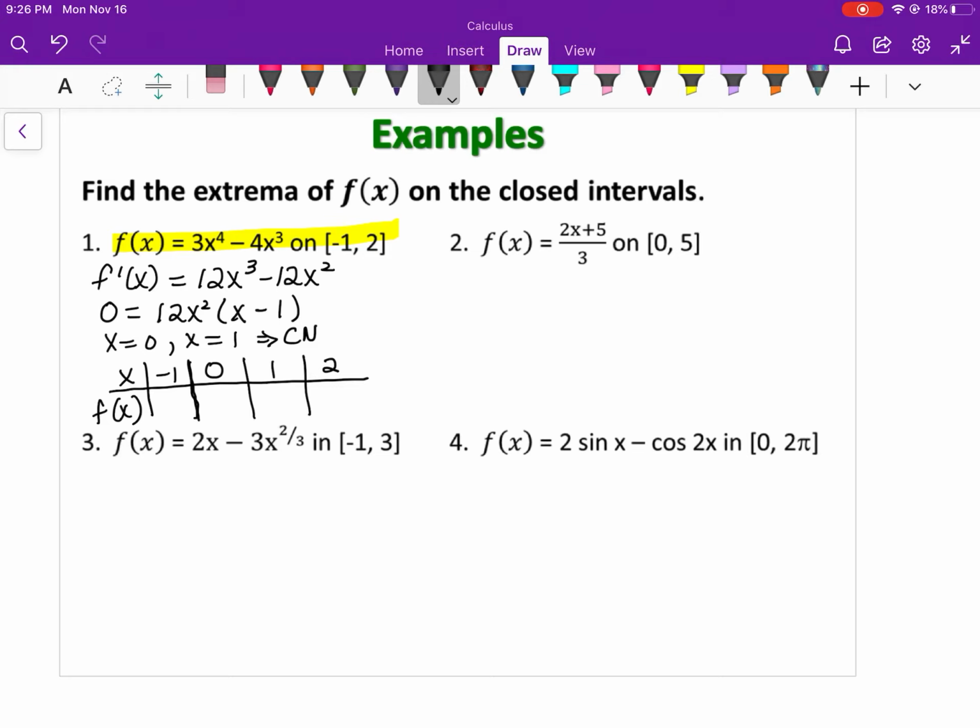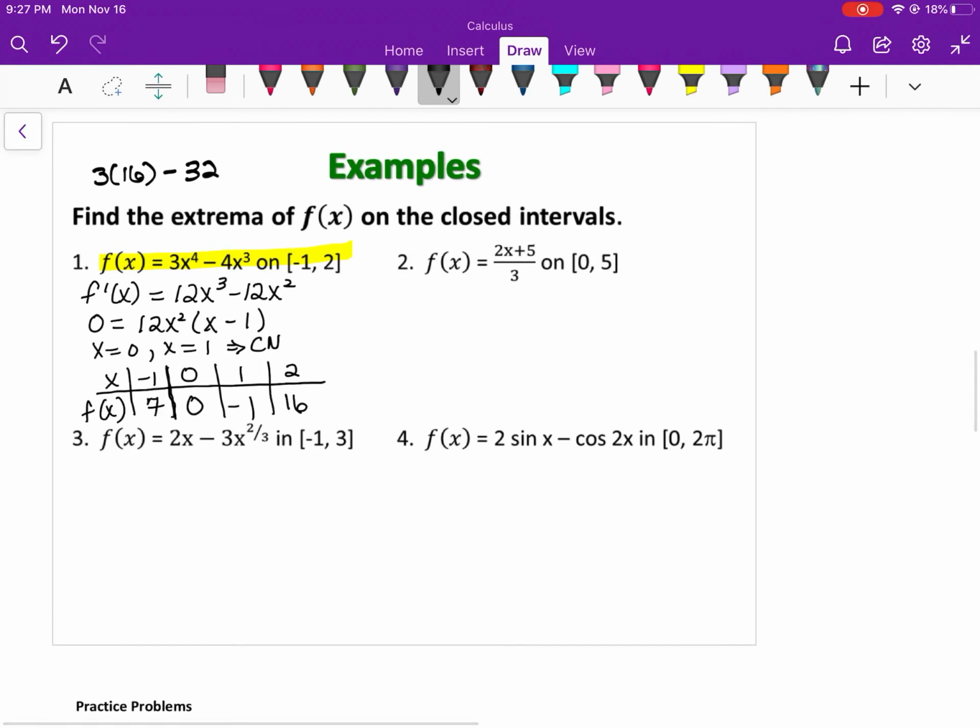I'm going to plug in -1, and I'll end up with 3 plus 4, so that's 7. And then I'll have 0, so 0. 1 would be -1, and 2 would be 3 times 16 minus 32, so 48 minus 32 is 16.